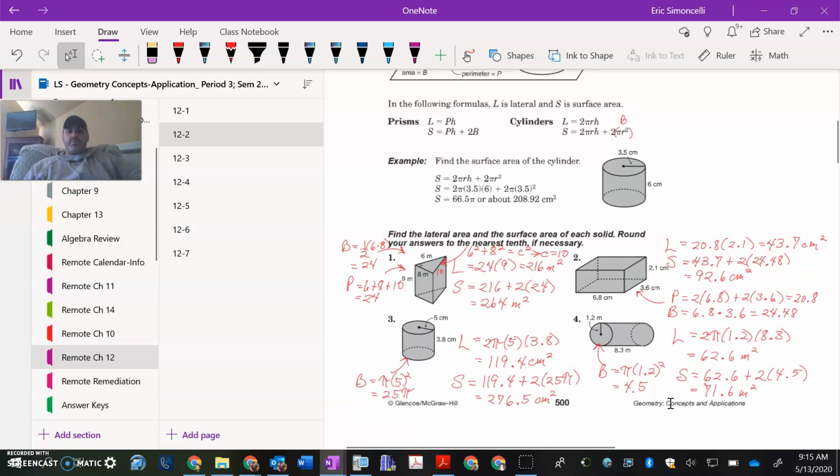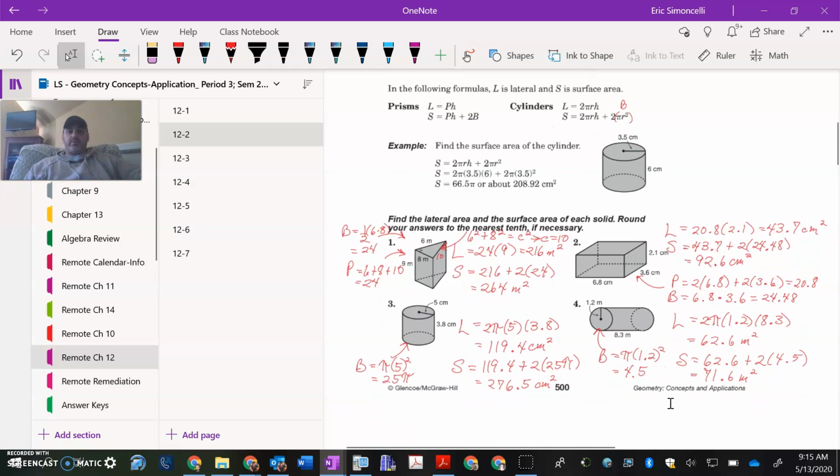As you can see, I've already performed all the work for this, so I'll walk you through. Find the lateral area and the surface area of each solid. Round your answers to the nearest tenth if necessary. Now, the first thing I did is I identified the fact that the bases on number 1 are right triangles. So, of course, this is a triangular prism, we would say.